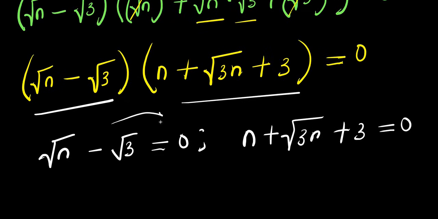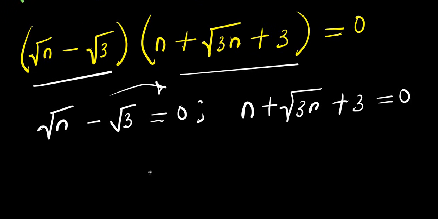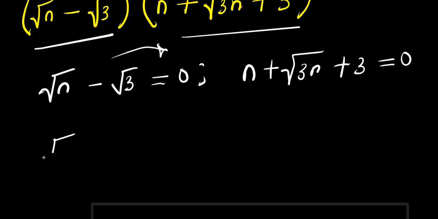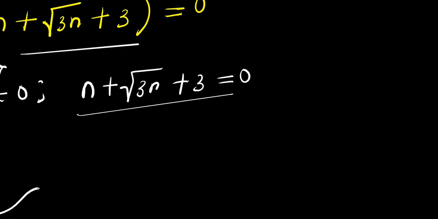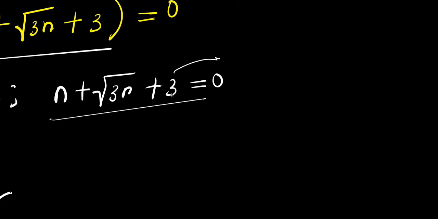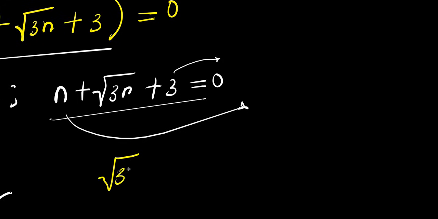For this, I move this over here. I have root n equals root 3. This cancels this. n equals 3. This is my n1. So for this, I move it over here and I move n over here. So what I'm going to have will be square root of 3n equals negative 3 minus n.